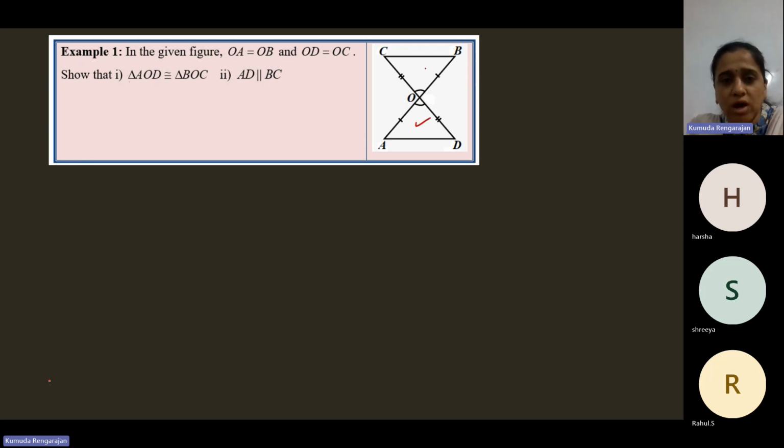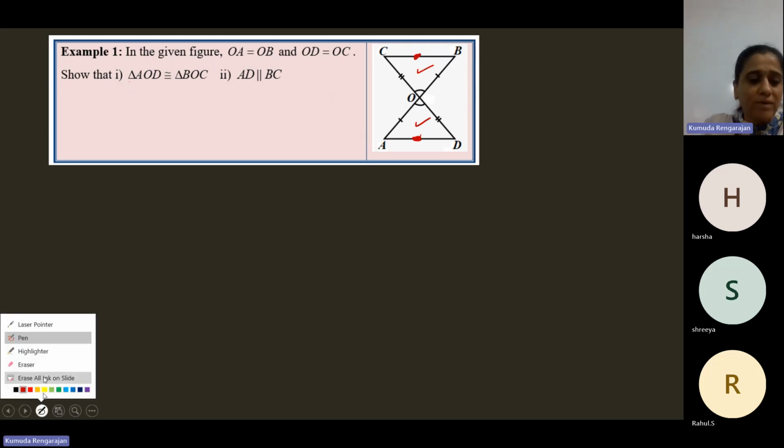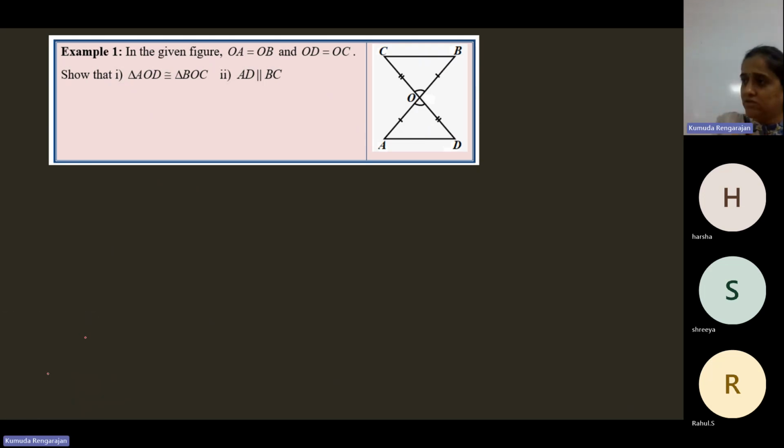You'll have to show that triangle AOD is congruent to triangle BOC. And you should also prove that AD is parallel to BC. Now you might know how to do it if you've already learned in school. But listen as if you don't know.